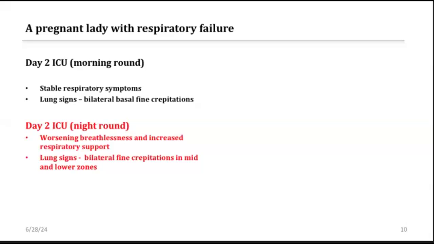And on the same day, at night, I was called to see the patient during the night round by the general physician. The patient had worsening breathlessness, and the lung signs had increased. There were bilateral fine crepitations in mid and lower zones. So therefore, we again went ahead with another chest X-ray.